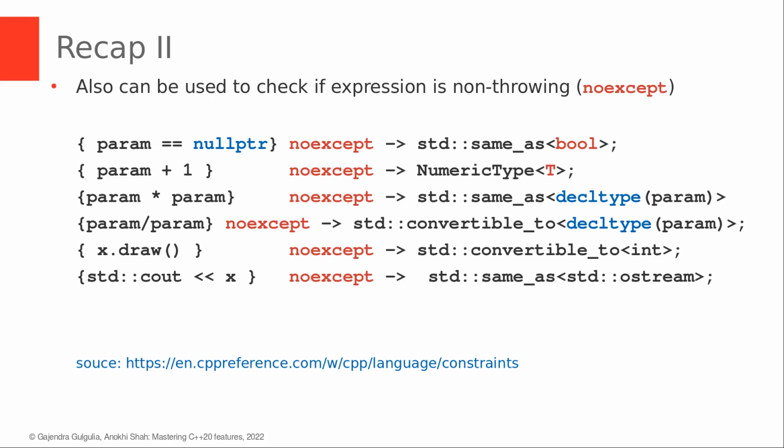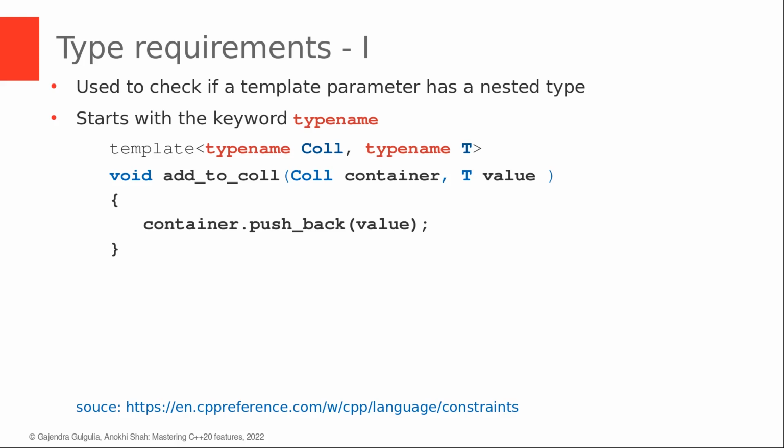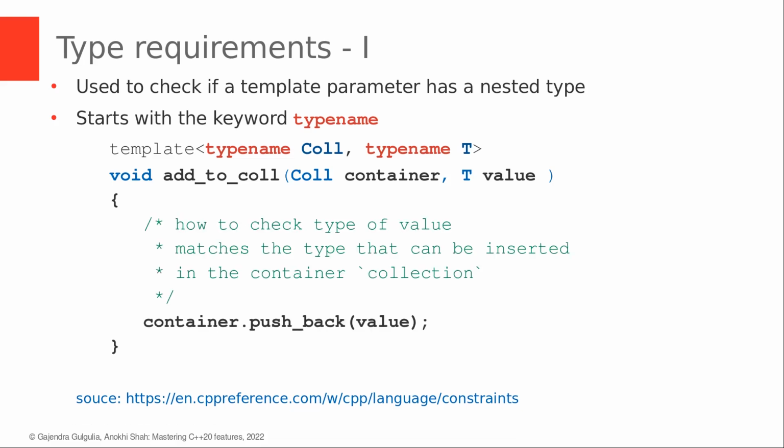In this lecture, we will look at the fourth type of requires expression, that is, the type requirements. The type requirements can be used to check if a certain type provides a nested type. Consider the function example add to collection from the first concepts lecture. We can check for the standard library containers that they provide a nested type called value type and specify the requirement that for such containers the nested type matches the type of the value being added to the container by using a type requirement.